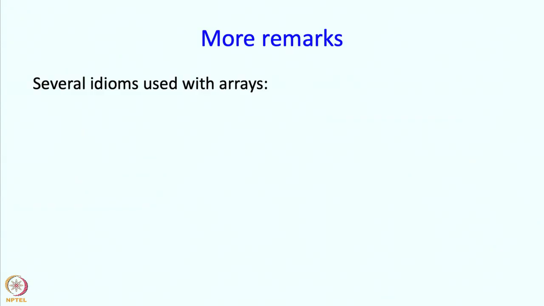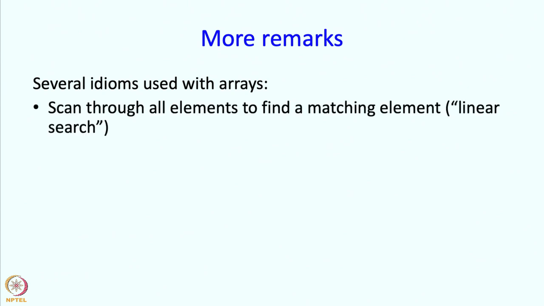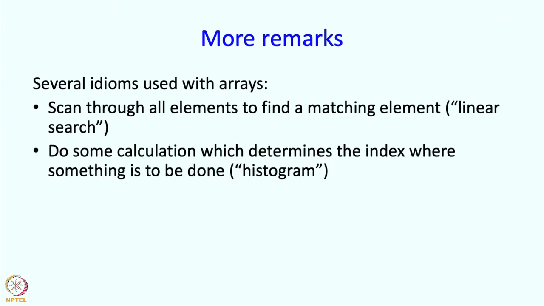Some more remarks: when you have arrays, there are some very natural idioms that you should understand. Okay, so the simplest thing is that you may have to scan through all the elements in the array to find a matching element. Okay, so this is sometimes called a linear search. You may do some calculation which determines the index of which element is to be looked at. Okay, so you may not go through the indices in order always, but you may do some interesting calculation, and this is something that happened in the histogram example.